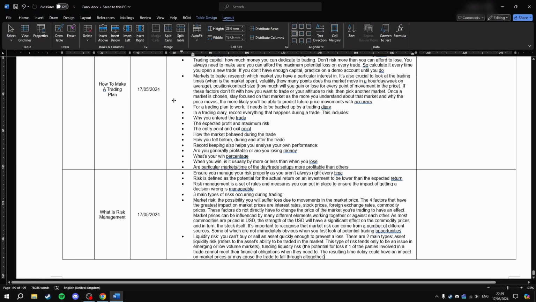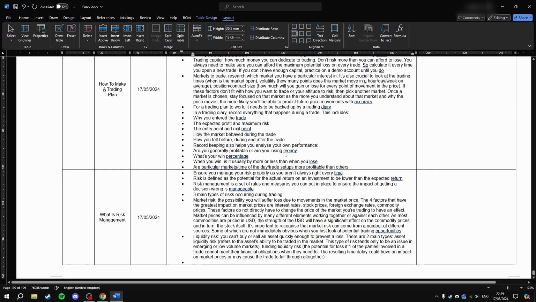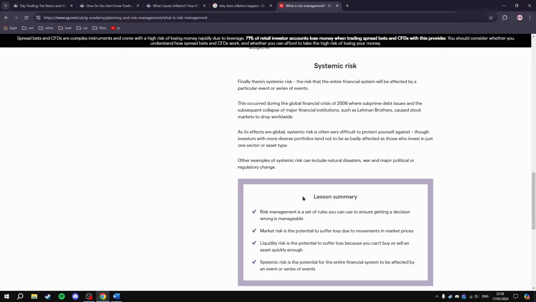Systemic risk. Finally, there's systemic risk, the risk that the entire financial system will be affected by a particular event or series of events.